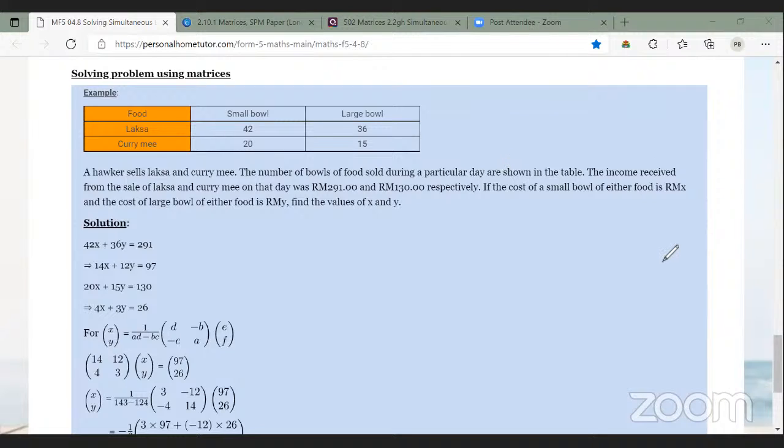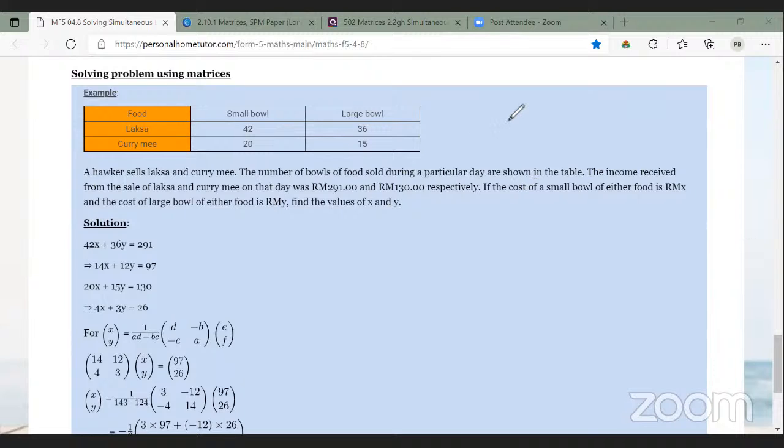All right, so here we have another question. This one is more about solving a word problem using inverse matrix, and usually during the exams or in any question papers, they will clarify that they want you to solve the question using matrix.